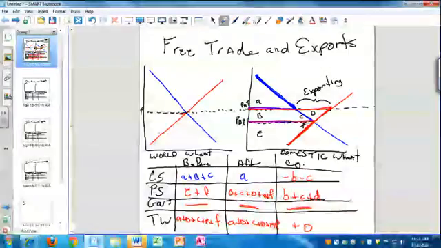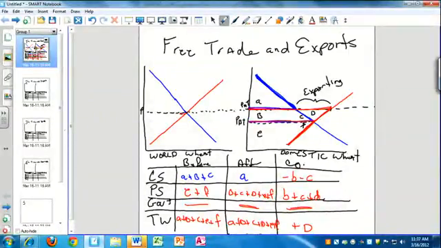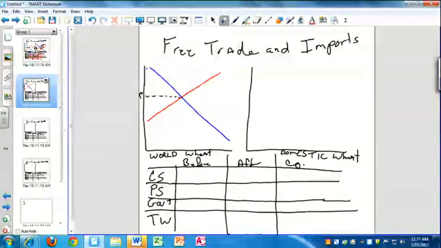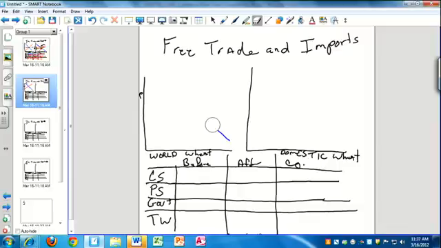And I can show this. Let's go and do an import. And again, I've got the price dictated in the world market. Oh, wait a minute, sorry, did that wrong. That's what I get for jumping ahead. One of these days, these pens are going to work right.